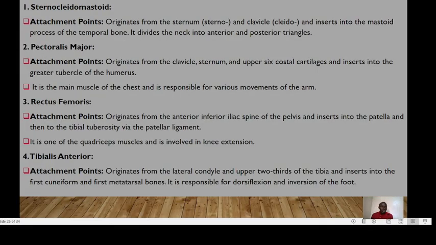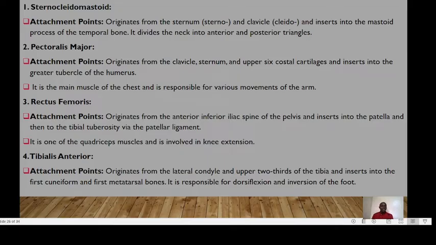Like the sternocleidomastoid, it originates from the sternum and then the clavicle and inserts in the mastoid. So sternocleido, it's originating from the sternum and the clavicle, then inserts itself in the temporal lobe. It divides the neck into anterior and posterior triangles. Pectoralis major, it originates from the clavicle, sternum, and upper six costal cartilages and inserts into the greater tubercle of the humerus. It's the main muscle of the chest and is responsible for various movements of the arm, as we had indicated.